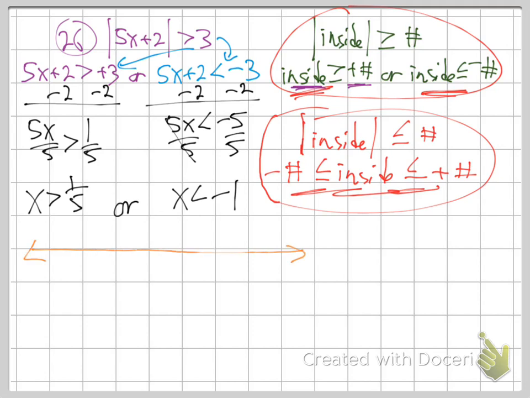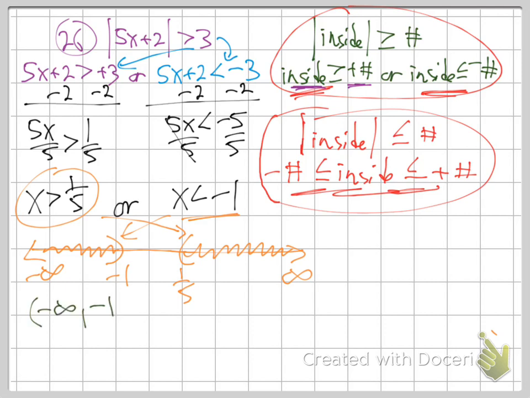So put them on a number line. X is greater than 1/5, so that would be 1/5 greater, shaded to the right, to infinity. And then less than negative 1, so negative 1 less, to negative infinity. So this one goes there. This one goes there. Everybody good there? So how do we say this interval then? Negative infinity, negative 1, united with 1/5, infinity.